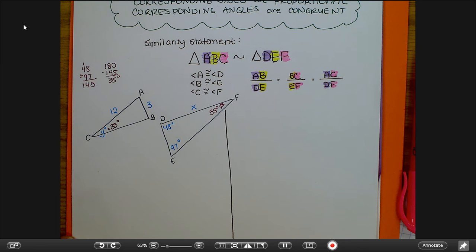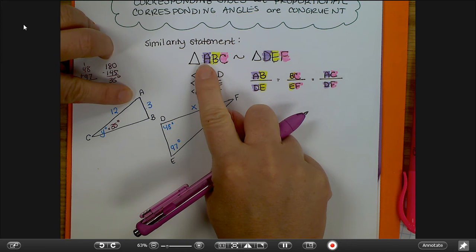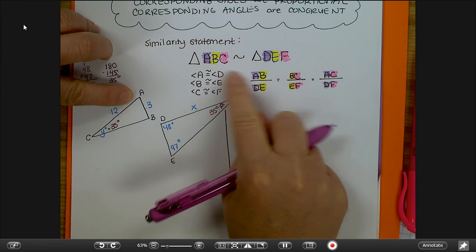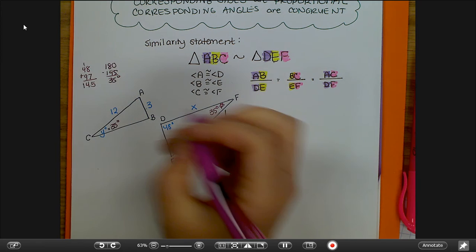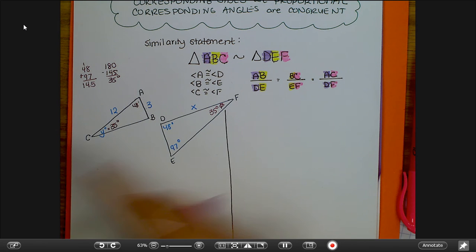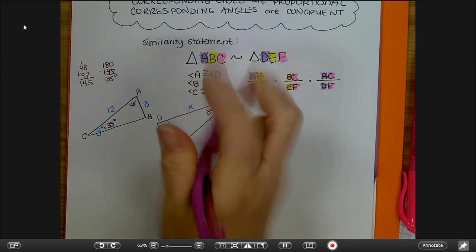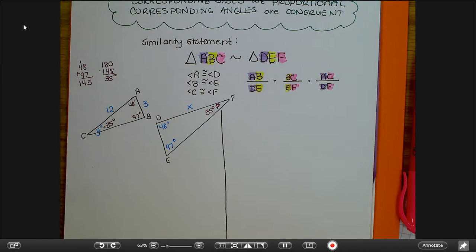All right, and just for fun, let's fill in our other angles. Angle A corresponds to angle D. So angle A is 48 degrees. Okay, and angle E corresponds to angle B. So angle B has to be 97 degrees. In similar triangles, corresponding angles are congruent.